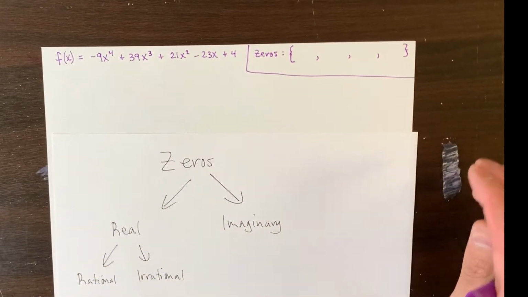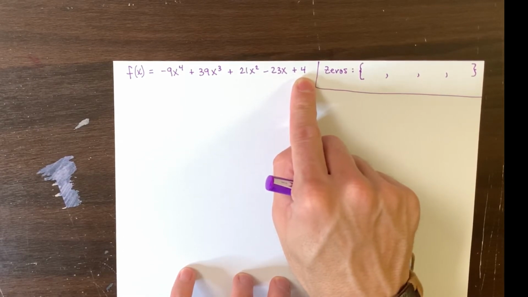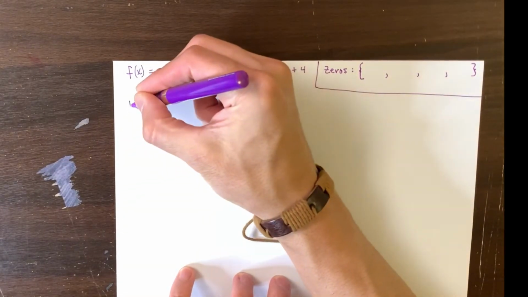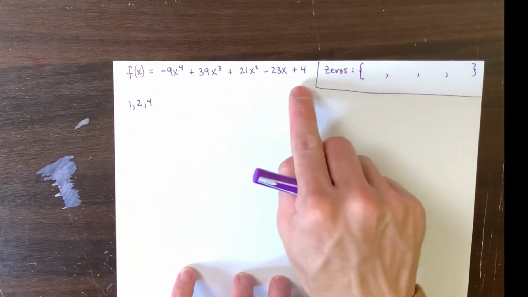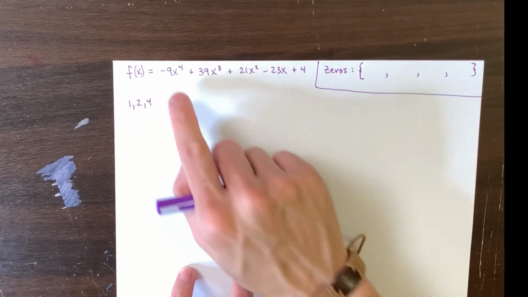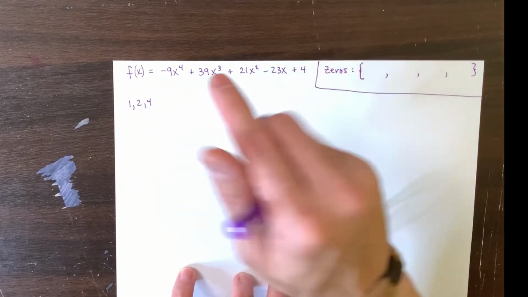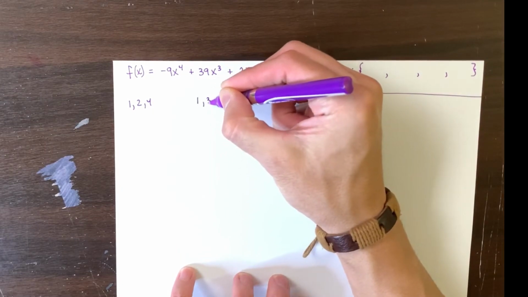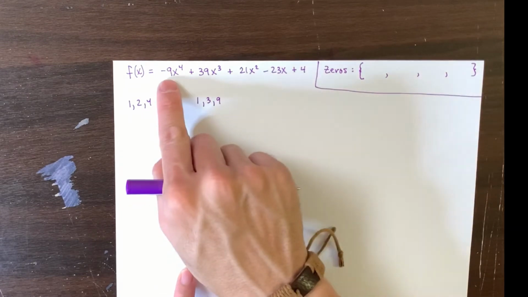So here's what you have to do. You see this number in the back, 4? Write down all of the factors of 4, the numbers that go into 4. So 1, 2, and 4 are all the numbers that go into 4. Now, look at this number here, 9. What are all of the numbers that go into 9? 1, 3, and 9. Don't worry about the negative for now. Just look at this number, look at this number.